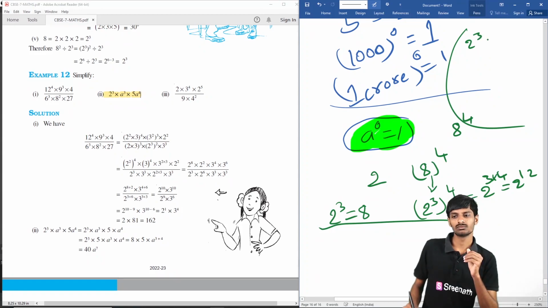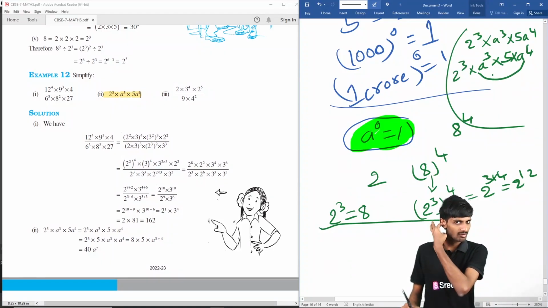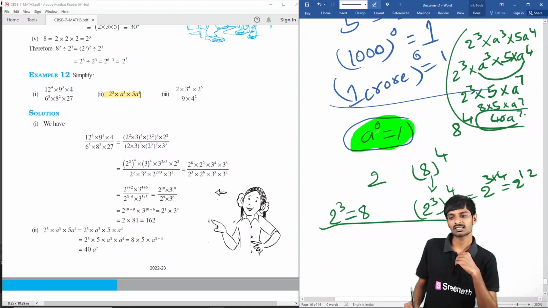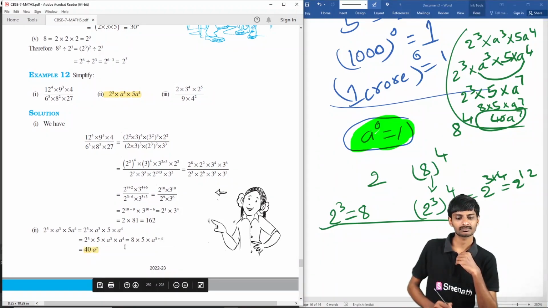So there is 2 cube into a cube into 5 a power 4. You can write it as 5 into a power 4. In the beginning there is a cube and there is also 2 cube. So these two have the same bases. If you are having the same bases, powers can be added. So 2 cube into 5 into a power 3 plus 4 is 7. If you know the 2 cube value, that is 8. So 8 into 5 into a power 7, that is 40 into a power 7. Simple now, students.